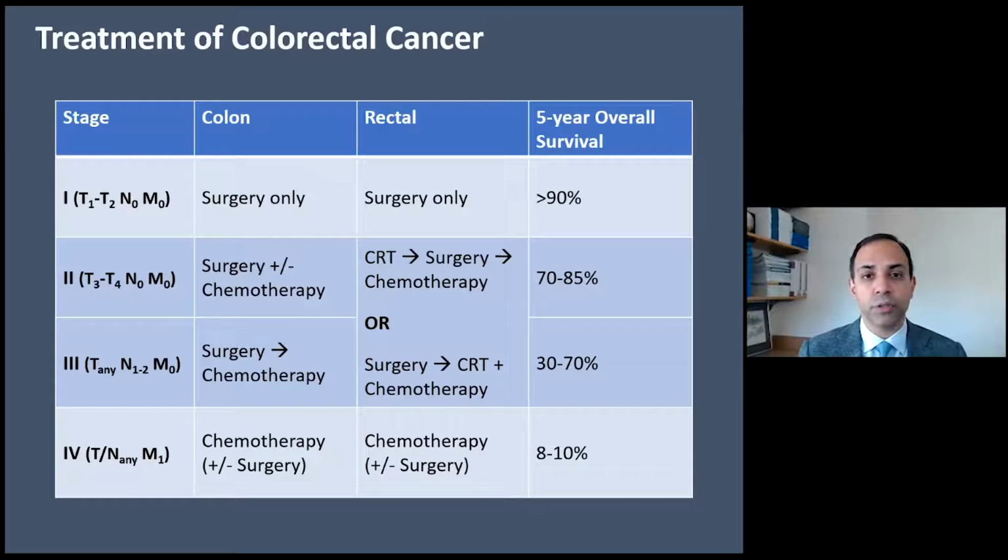For stage 2 and stage 3 disease, there are somewhat different frameworks for colon versus rectal cancer. In both, surgery remains the most important step in their care. In colon cancer, surgery is followed by a discussion regarding chemotherapy after surgery. However, for rectal cancer, radiation should also be incorporated at some point in treatment before or after surgery.